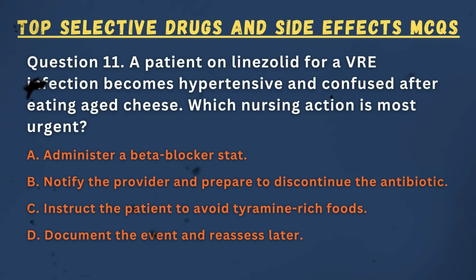Question 11. A patient on linezolid for a VRE infection becomes hypertensive and confused after eating aged cheese. Which nursing action is most urgent? A. Administer a beta blocker stat. B. Notify the provider and prepare to discontinue the antibiotic. C. Instruct the patient to avoid tyramine-rich foods. D. Document the event and reassess later.